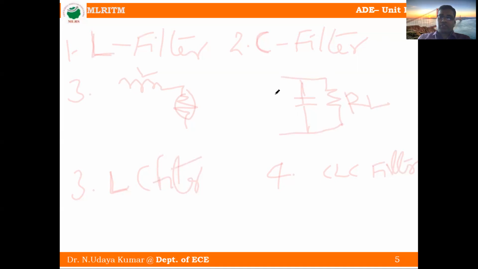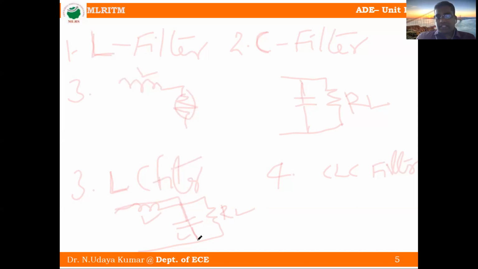So this one is C filter. This one is L filter. This one is C filter. So LC filter is nothing but a combination of C and L. So this is L filter. This one is C and this one is a resistor. So we call this one CL. So LC filter is also called L-shaped filter. This one is L-shaped.